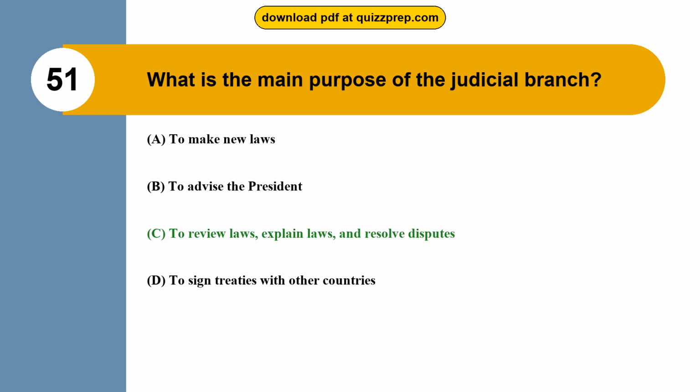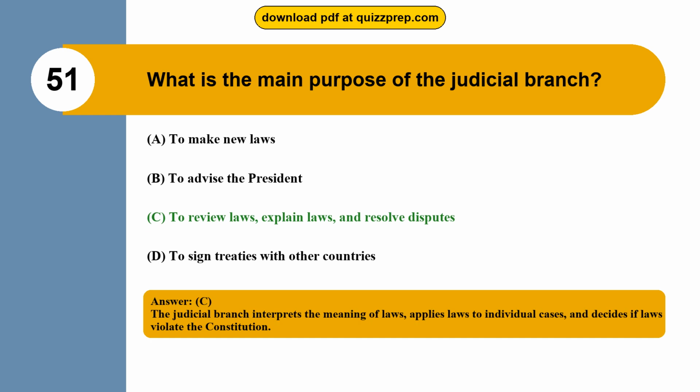The correct answer is option C, to review laws, explain laws, and resolve disputes. The judicial branch interprets the meaning of laws, applies laws to individual cases, and decides if laws violate the Constitution.